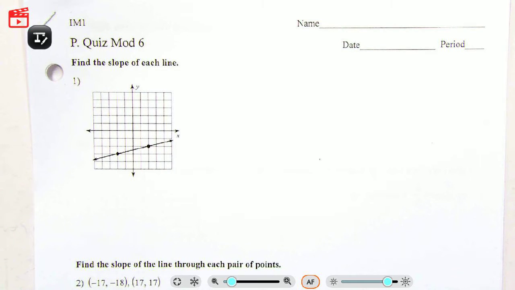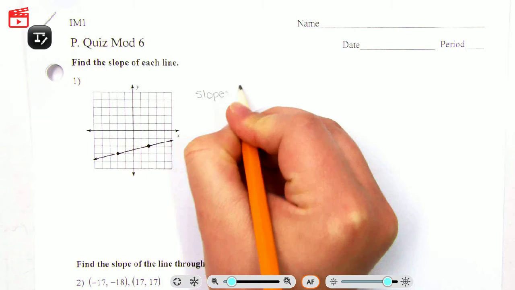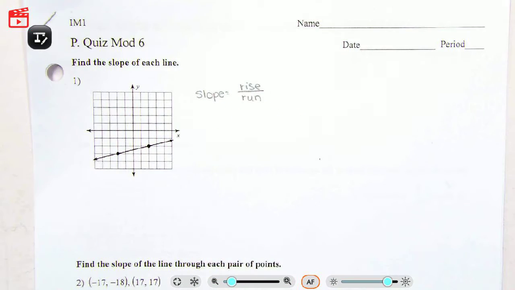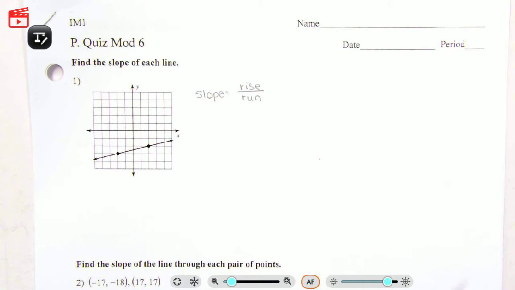Let's get started with number 1. Number 1 is saying find the slope of each line. If they give you a graph, the easiest way to find it is to do rise over run. You can choose to do the other method, which is using the formula and solving. If they give you a graph, I don't recommend that method because it just takes a little bit more time. Now you can choose to do it.